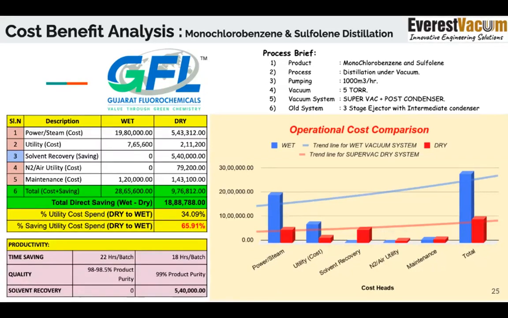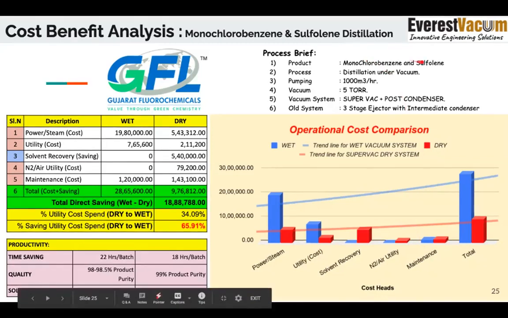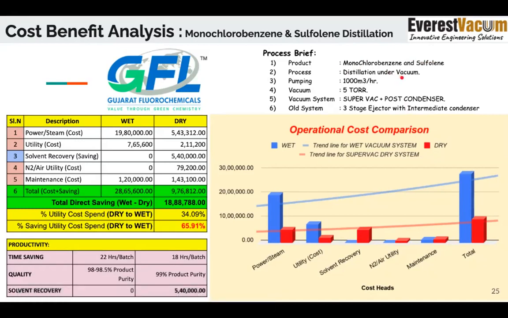This is a particular customer, GFL, Gujarat Fluorochemical Limited, wherein their manufacturing is for monochlorobenzene and sulfonyl. The process is distillation under vacuum. Typically, what we have offered to the customer is a 1000 meter cube per hour system running at 5 torr. The older system that the customer was using was a 3-stage steam jet ejector with an intermediate condenser. What we have offered is a super vac with a post condenser.